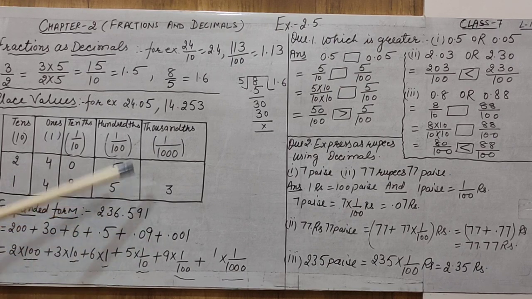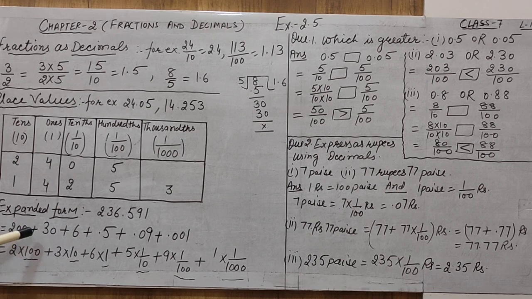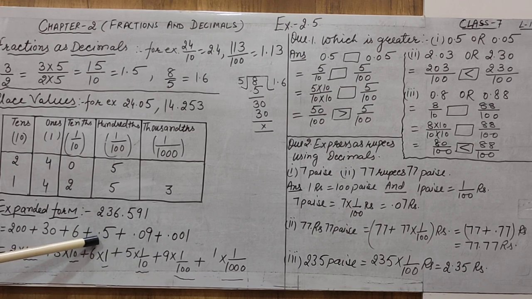Now how can we expand these numbers? 2 is at the hundreds place, so instead of 2 we write 200. This is the place value. Next, 3 is at the tens place, that's why we write 30. Next, 6 is at the ones place, we write 6. Next, after the decimal, this is at the tenths place, so we write 0.5, because when we remove the decimal we get 5 divided by 10, or 5 multiplied with 1 upon 10.